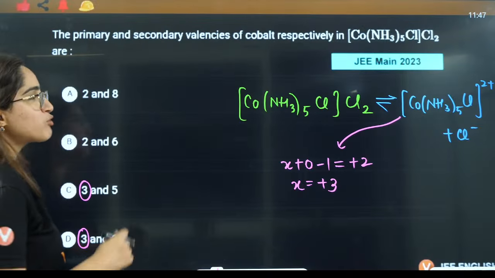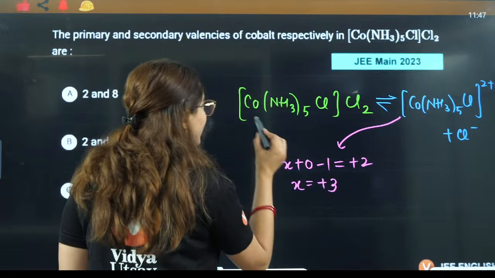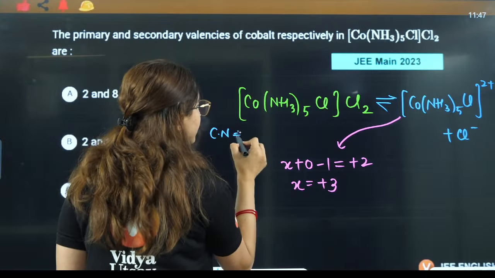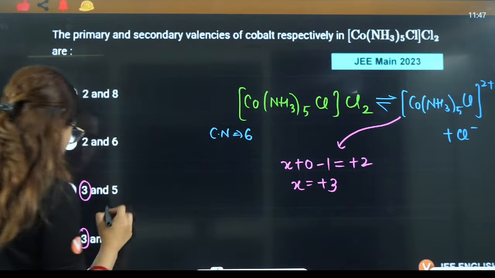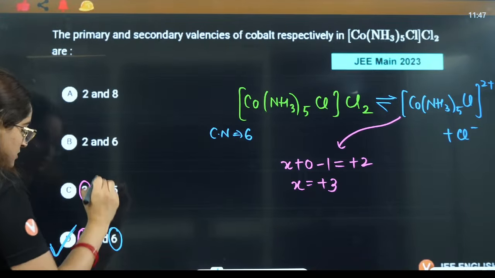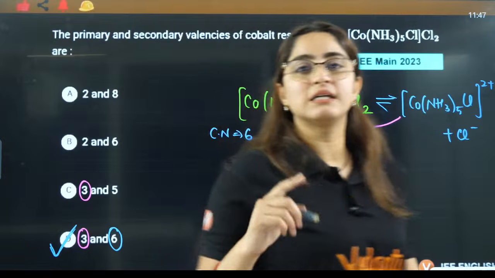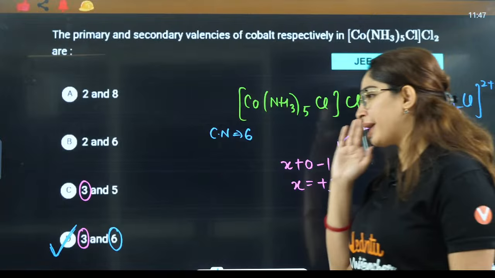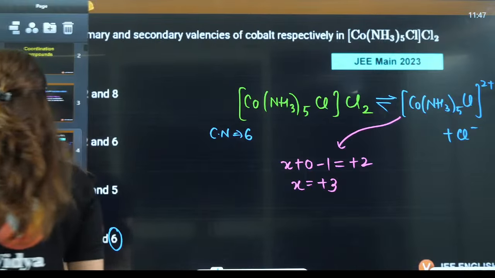Then guys, what about coordination number? Coordination number here, that is secondary valency, is 5 plus 1, that is 6. So here secondary valency is 6, so the answer is going to be D. Quite simple, right? Quite simple, everyone.